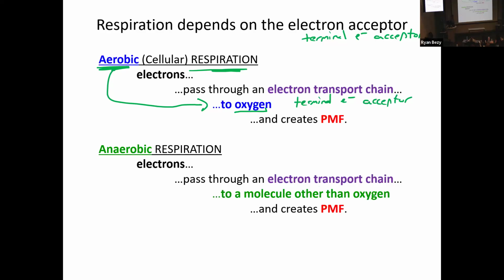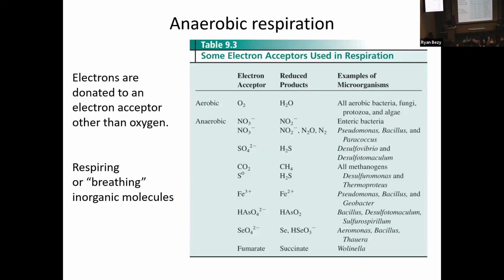But then in anaerobic respiration, some molecule other than oxygen is going to be your terminal electron acceptor at the end of the chain. In anaerobic respiration, something other than oxygen acts as a terminal electron acceptor. Now, what molecules do I mean by other than oxygen? There's quite a few.